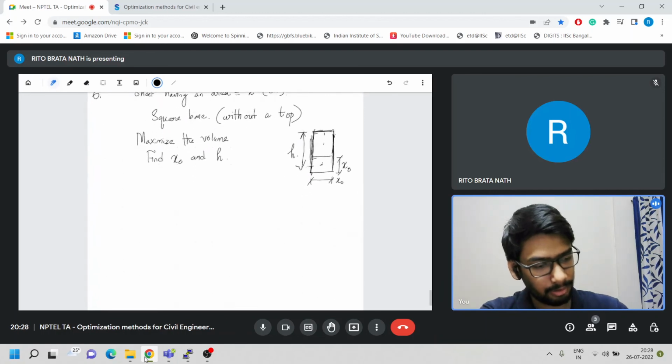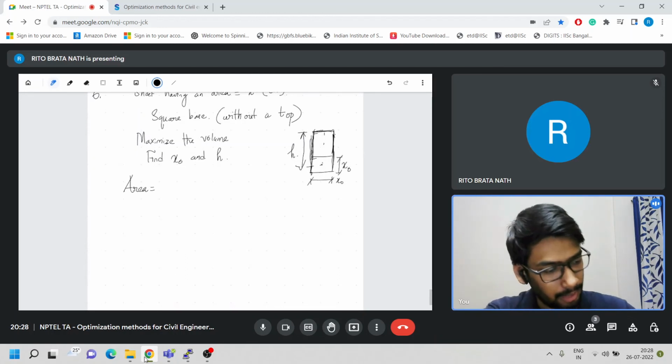Suppose you have the restrictions of the area. So now you can again find the total area. So you have the area of the base, which is x naught times x naught, which is x naught square. Then you have plus, you have x naught square, or rather it's not x naught square.